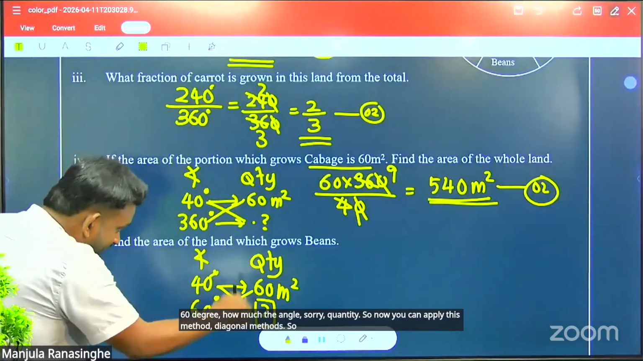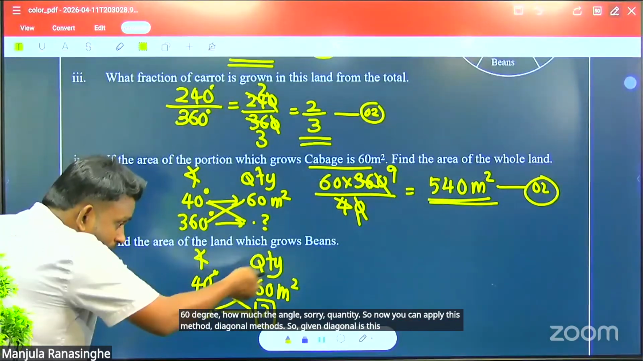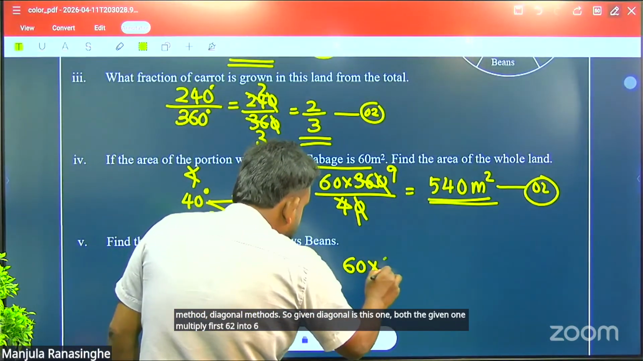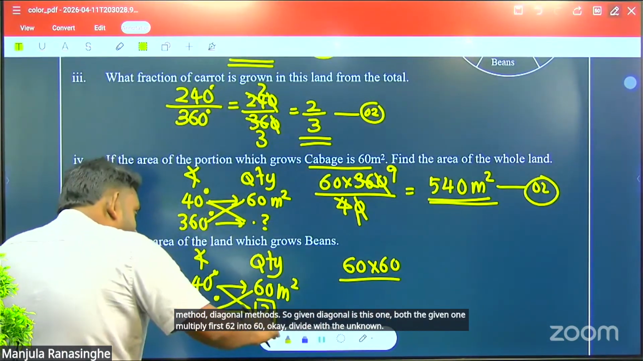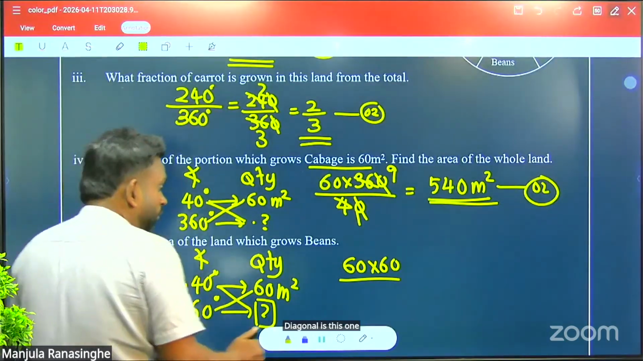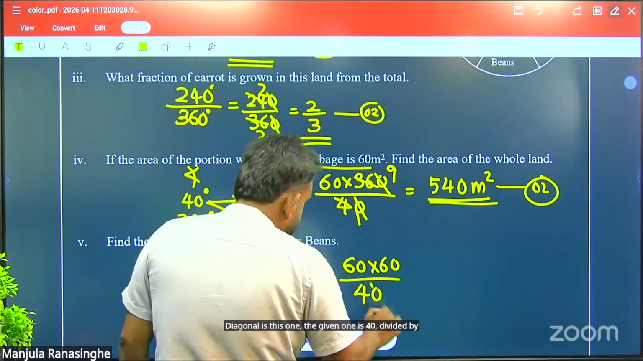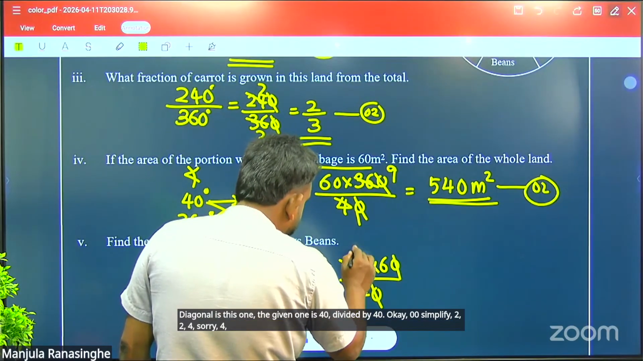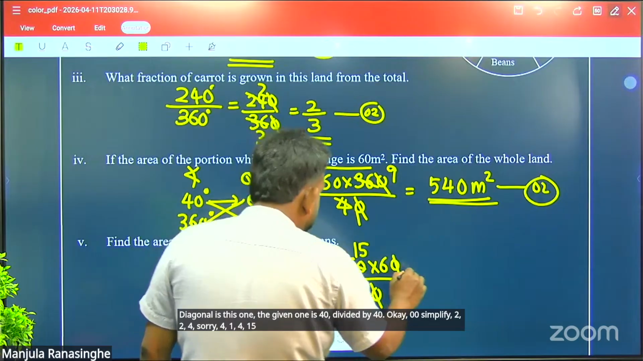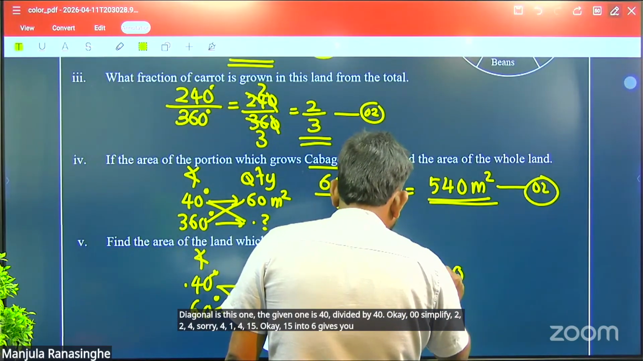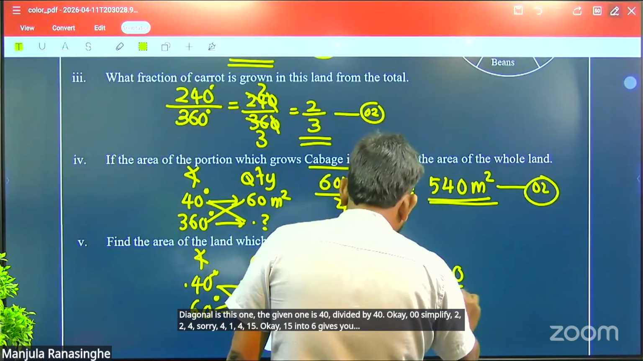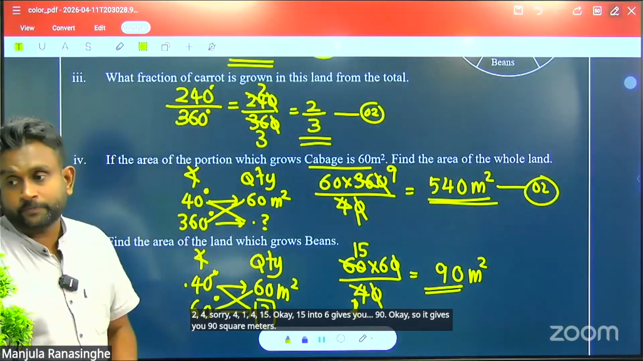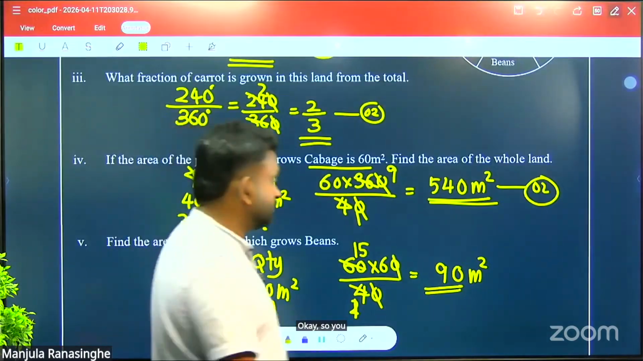The given ones are multiplied first, 60 into 60, and divide by the unknown diagonal, the given one is 40. Simplify the zeros, 4 into 1, 4 into 15. 15 into 6 gives you 90. So it gives you 90 square meters. So you have 2 marks there.